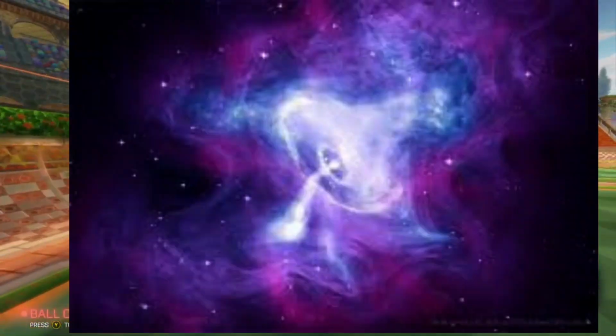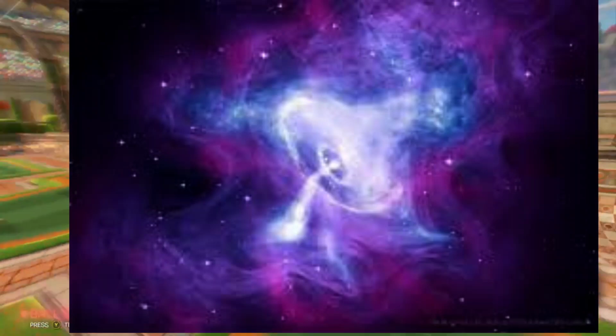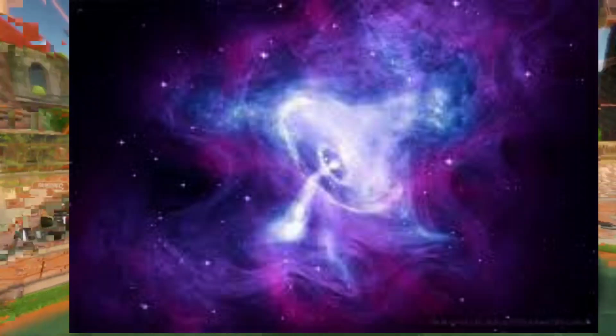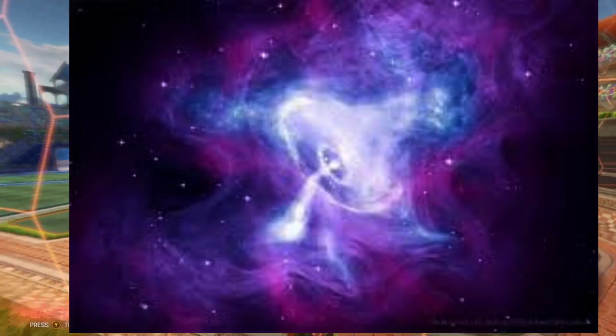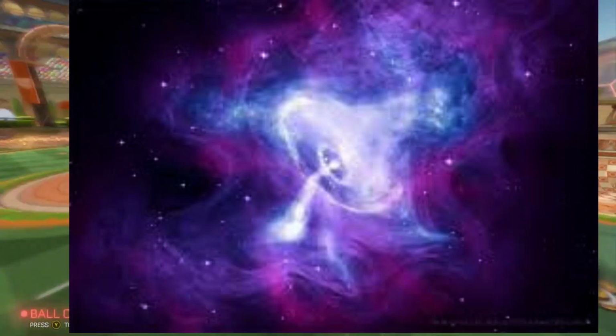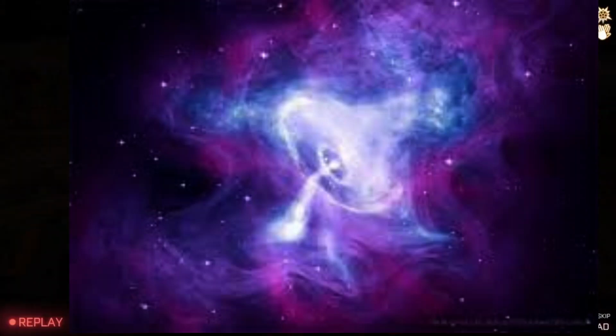Next is the Crab pulsar, located in the Crab Nebula, that I talked about in my nebula video. It is quite a young neutron star, and it was the result of a supernova called SN 1054, because people on Earth would have seen it in 1054, and it was the first neutron star connected to a supernova remnant.